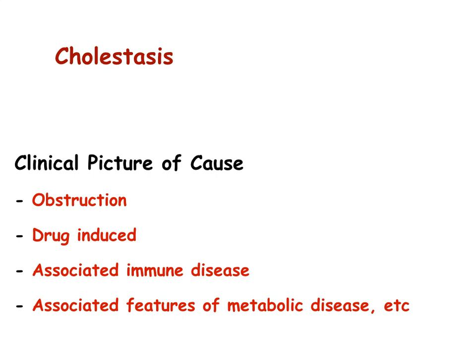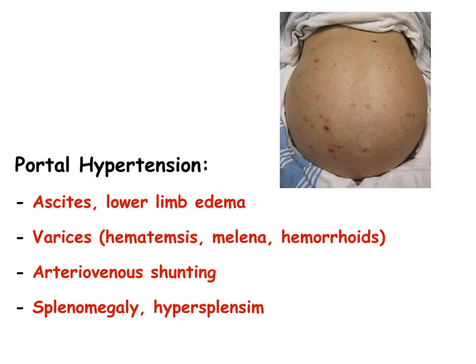You can have associated features of metabolic disease, galactosemia, tyrosinemia, etc. What's the clinical picture of portal hypertension? The child will have ascites, lower limb edema, varices. The child can present with hematemesis, melena, or bleeding hemorrhoids. They will have arteriovenous shunting, splenomegaly, and hypersplenism.